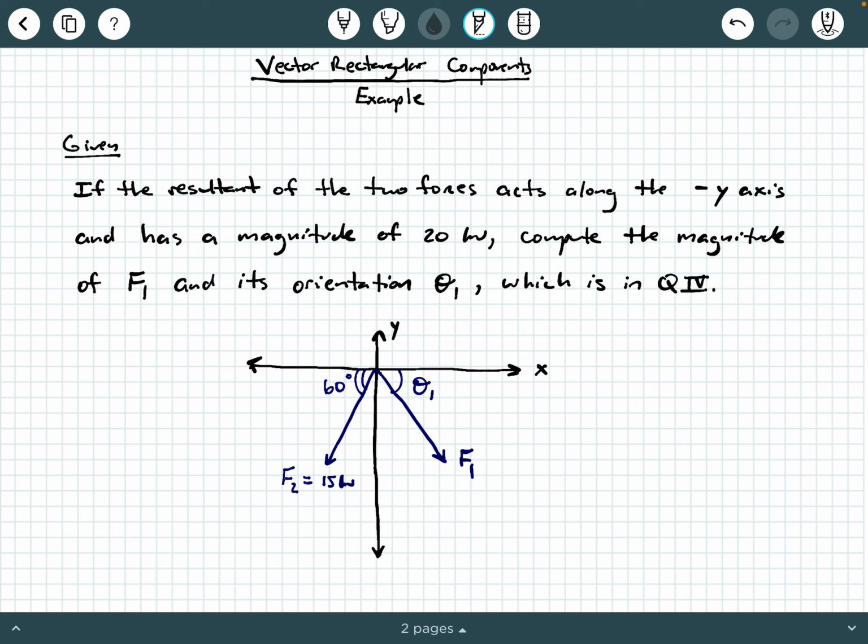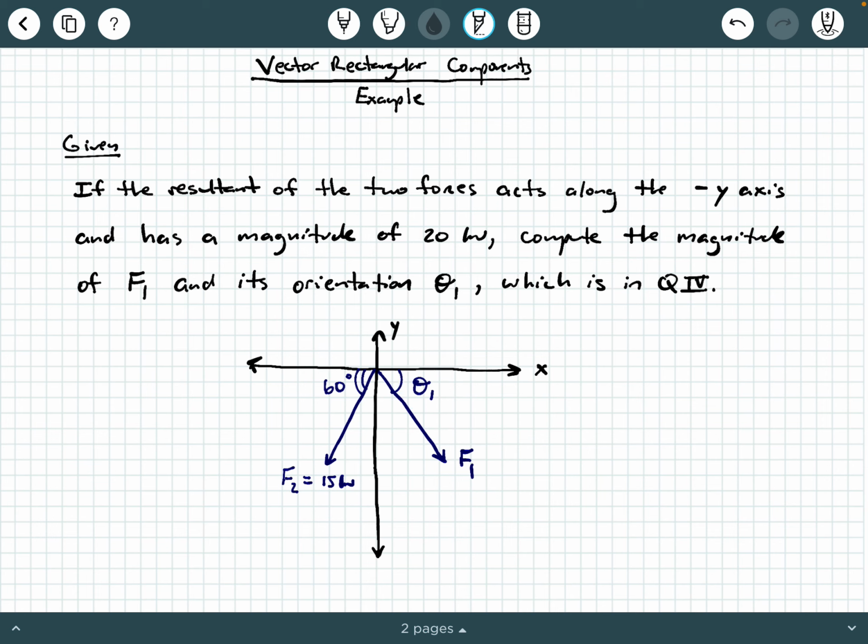We have this set of Cartesian axes, and we have this known F2 that's coming down here in quadrant 3, and it's at a 60-degree angle measured from the negative x-axis. We have the unknown F1 coming down in quadrant 4 that's also at an unknown angle of theta 1.